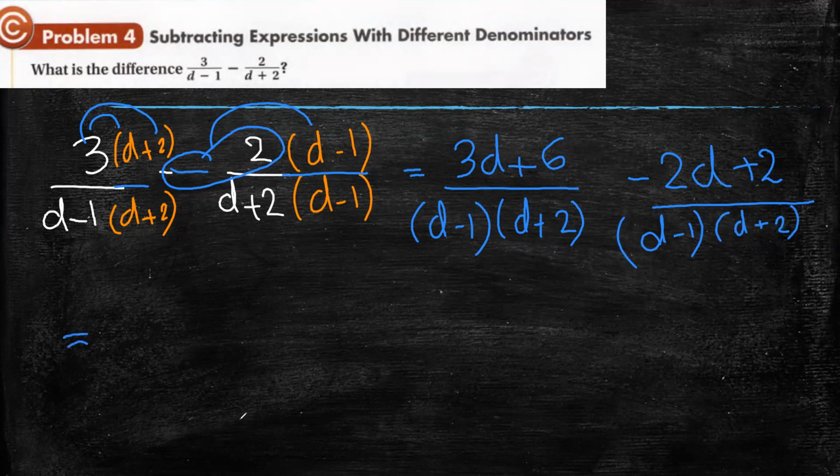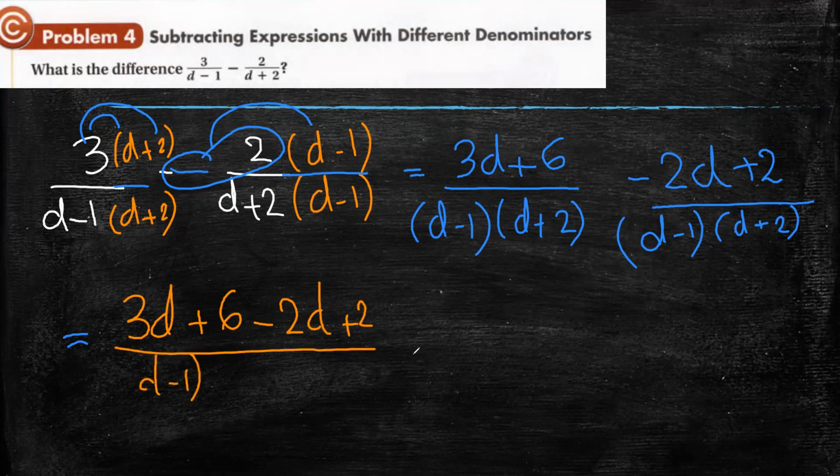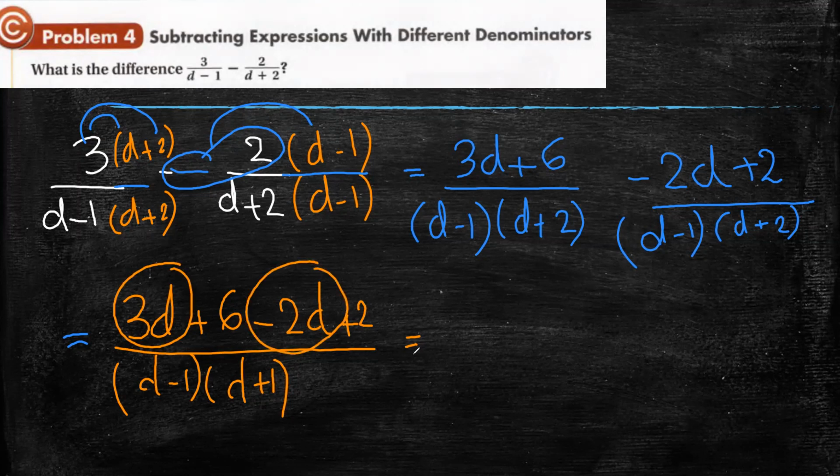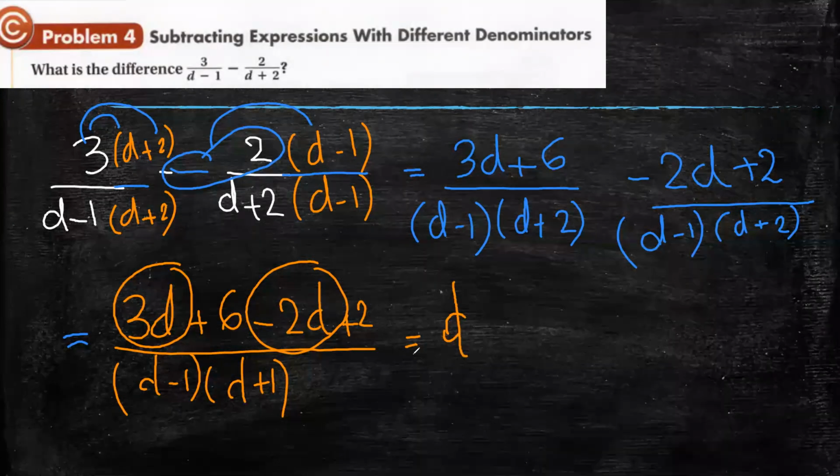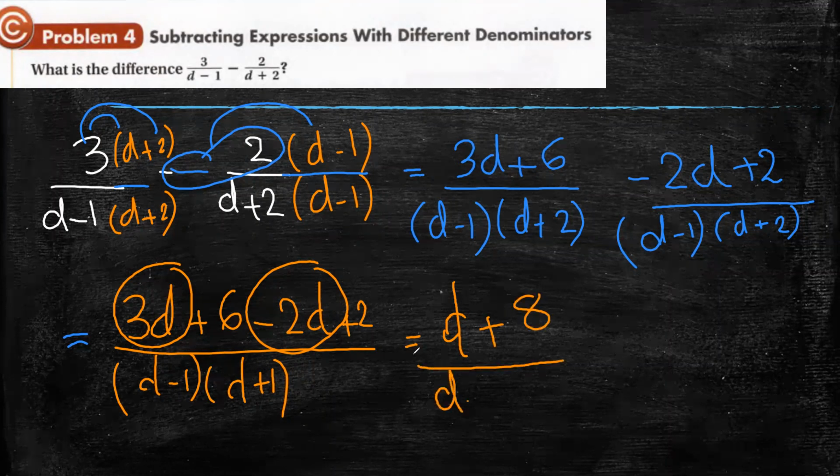Let's now add them in the same numerator. So we have 3d plus 6 minus 2d plus 2 over d minus 1 times d plus 2. Then after that now, let's try to simplify. 3d minus 2d is what? d. And 6 plus 2 is 8. So d plus 8 over d minus 1 times d plus 2. So this will be now the final answer because we cannot simplify the numerator with the denominator.